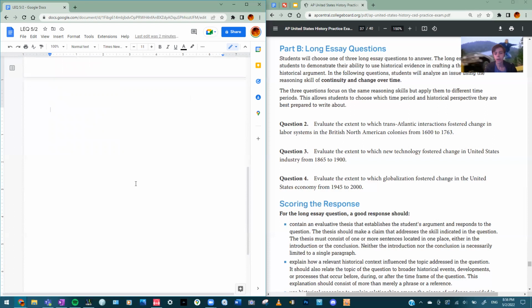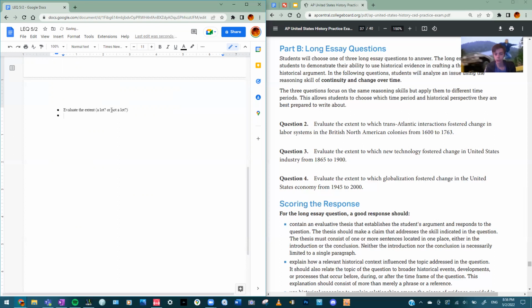Evaluate the extent to which globalization fostered change in the United States economy from 1945 to 2000. Okay, the things that I can't underline on this, but if I could, I would underline are evaluate the extent. That means how much. So a lot or not a lot. That is basically what the question is asking when you see evaluate the extent. And that's a common thing that there is.